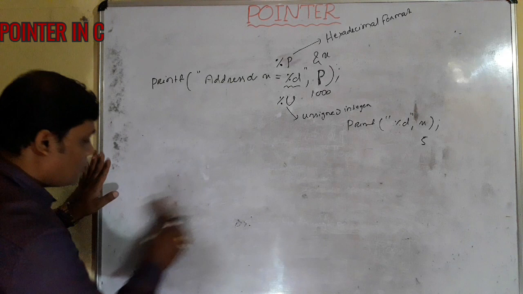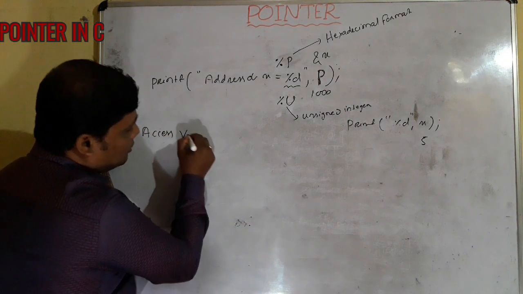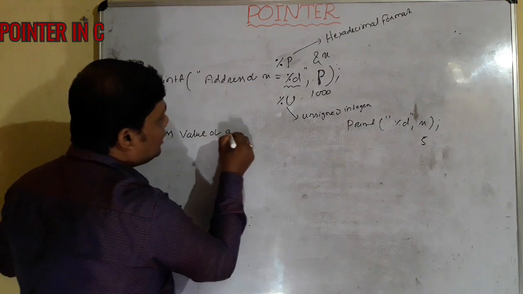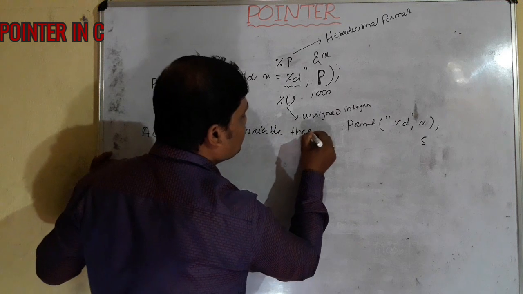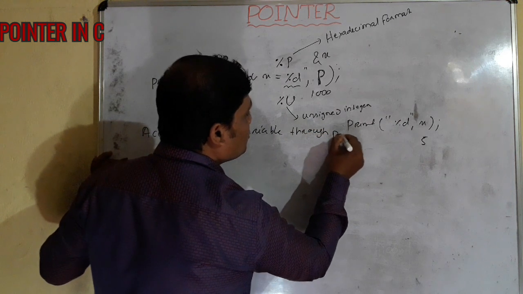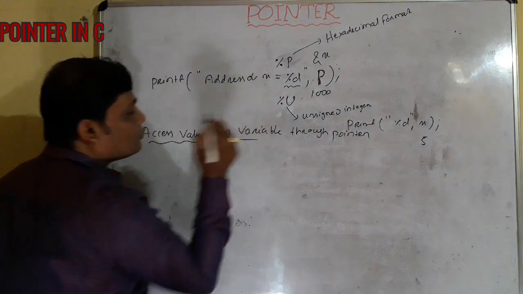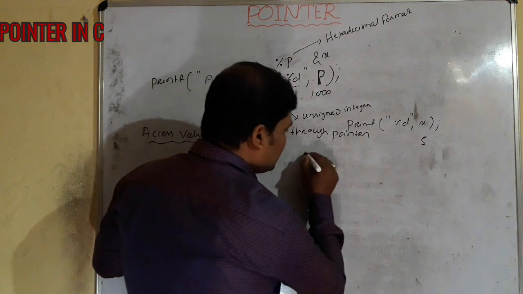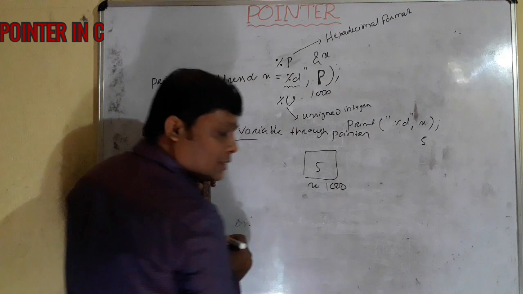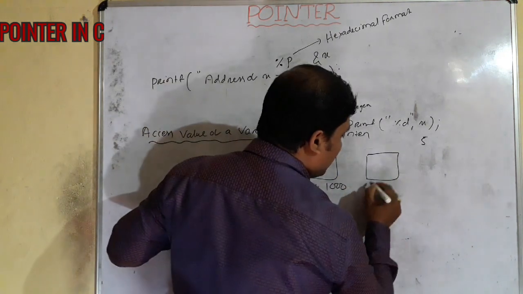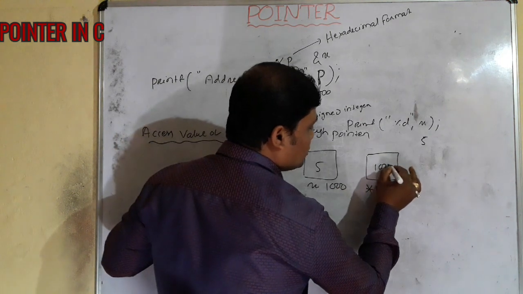The value of a variable. Access the value of a variable through pointer. Through pointer, how to access the value. Same example I am taking. This is integer x and value is 5. Its address is 1000 suppose. And one integer pointer is there which stores the address of x, that is 1000.